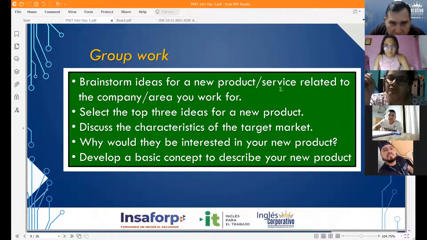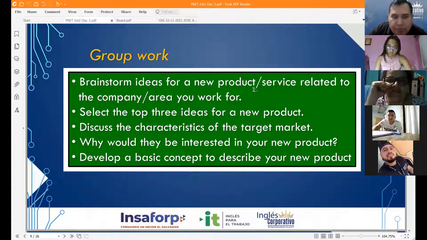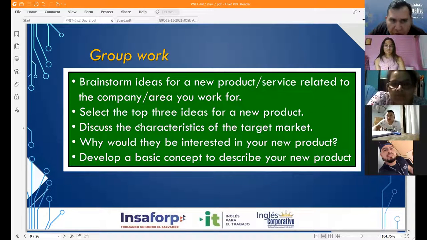You're supposed to work in groups and discuss a product or service related to the company where you work, or an area where you work. So this one, we're going to modify it. Brainstorm ideas for a new product. And we're going to leave it free, whether it is pertaining to your area of expertise, the place where you work, or another one. We're going to leave it free because it is too narrow to just leave it for the area where you work. Why? Because not all of you work in the same area, and here we're working in groups. Then we're going to brainstorm ideas and select the top three ideas for a new product.